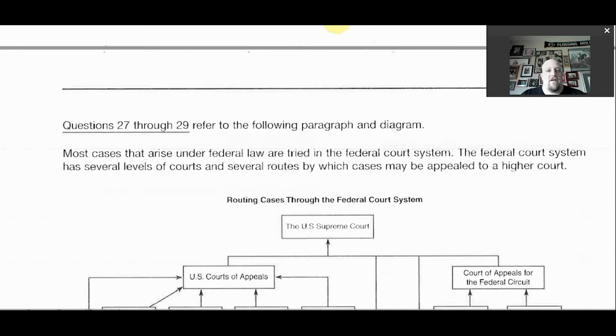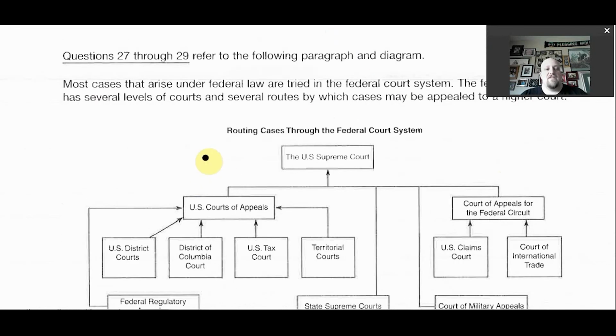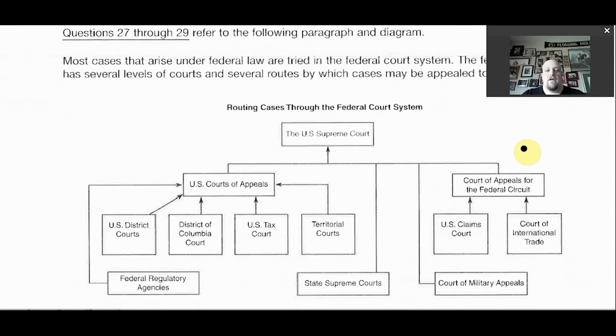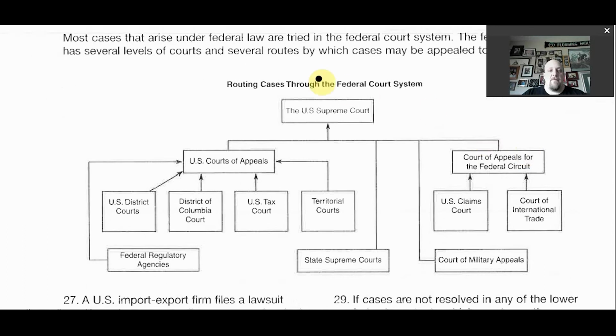So now we're going to go down here. We're going to look at a little bit of government. So most cases that arise under federal law are tried in the federal court system. The federal court system has several levels of courts and several routes by which cases may be appealed to a higher court. So basically, the Supreme Court is the highest court that you can possibly get to.